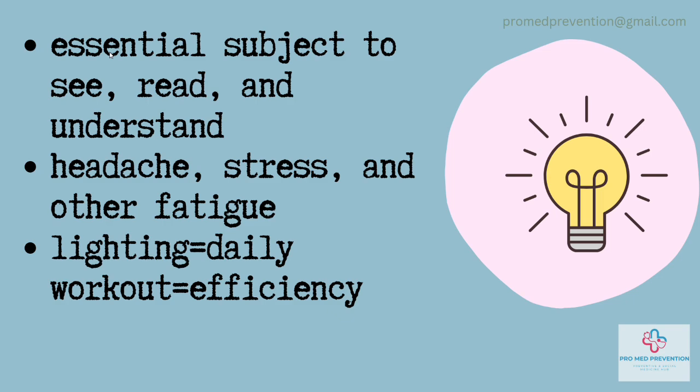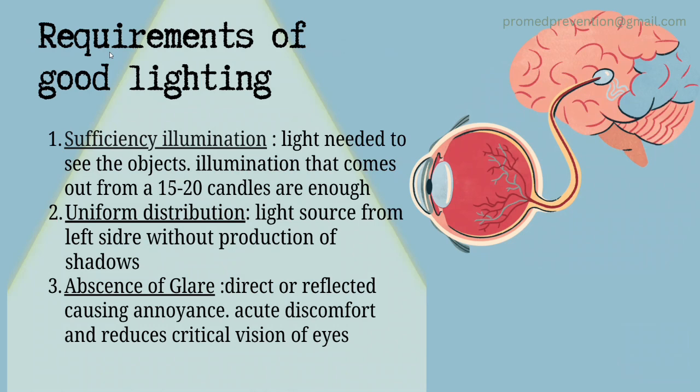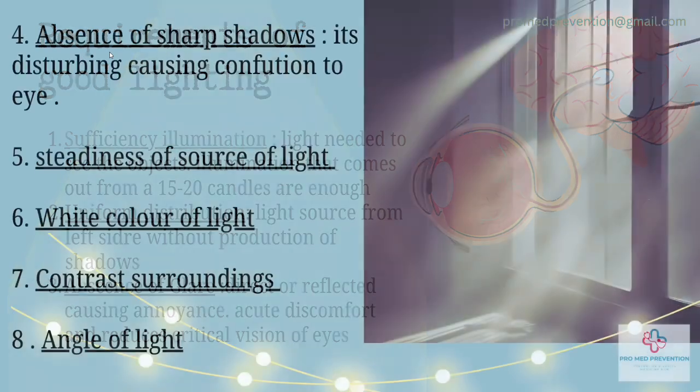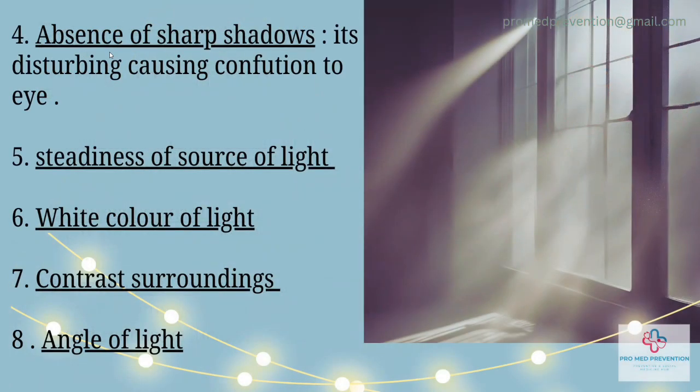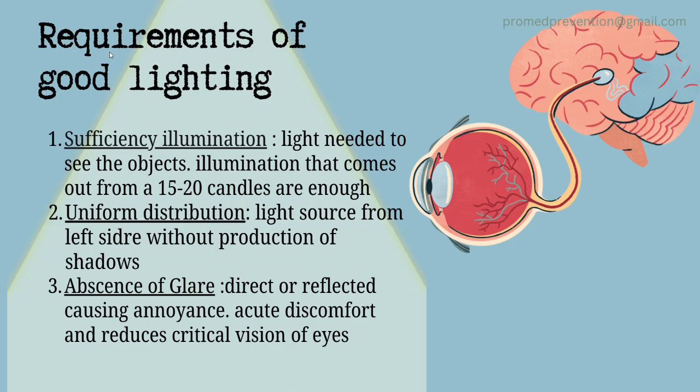So we need to understand some requirements of good lighting, such as sufficiency of illumination, uniform distribution, absence of glare, absence of sharp shadows, steadiness of source of light, white color of light, contrast surroundings, and angle of light. First, we move on to the sufficiency of illumination.